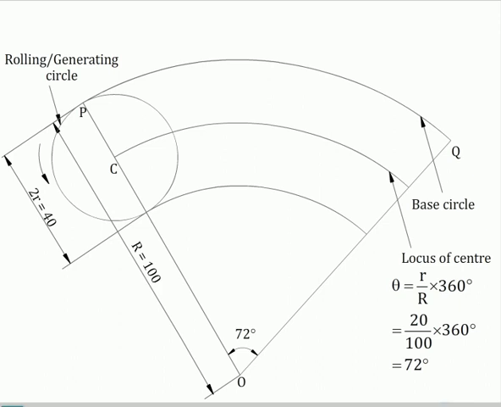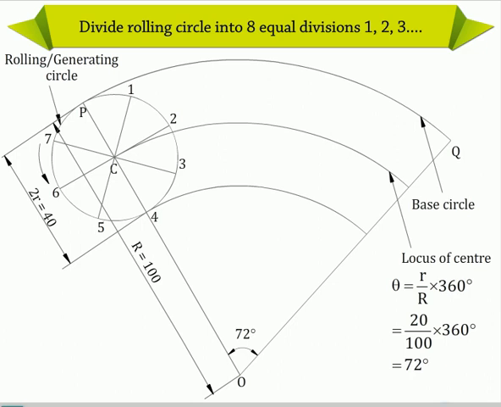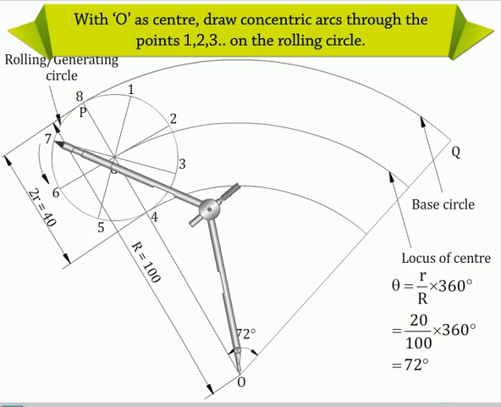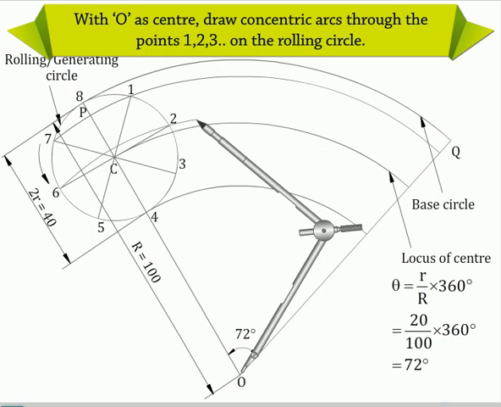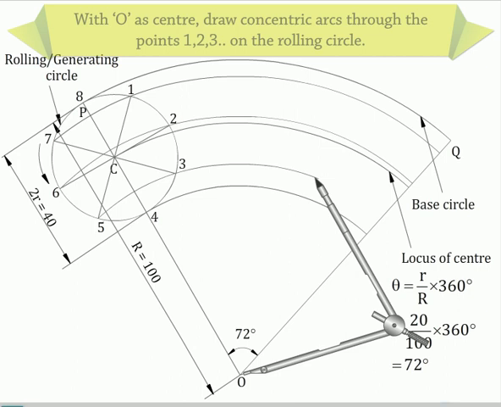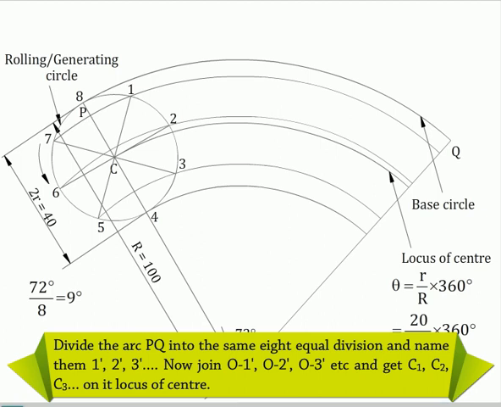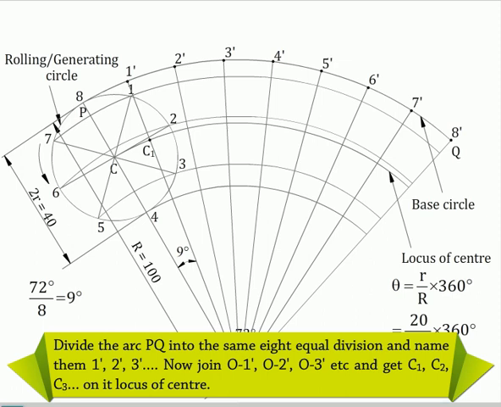Divide the rolling circle into 8 equal divisions 1, 2, 3, etc. With O as center, draw concentric arcs through points 1, 2, 3, etc. on the rolling circle. Divide the arc PQ into the same 8 equal divisions and name them 1', 2', 3', etc. Now join O1', O2', O3', etc. and get C1, C2, C3, etc. on the locus of centers.